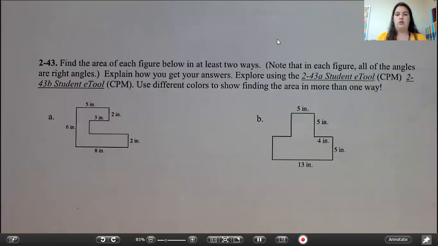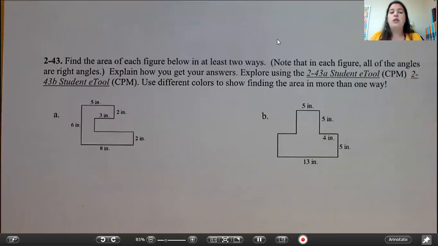Explain how you get your answers. Explore using the 243A Student E-Tool, 243B Student E-Tool. Use different colors to show finding the area in more than one way. So you are only doing the area here. I would like you to try A and B on your own, and then we are going to talk about it when you come back to class.